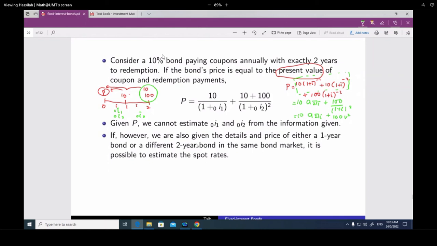Okay, so given P, we cannot estimate 0I1 and 0I2 from the information given. If, however, we are also given the details and price of either a 1-year bond or a different 2-year bond in the same bond market, it is possible to estimate the spot rate. Okay, so let's see an example.